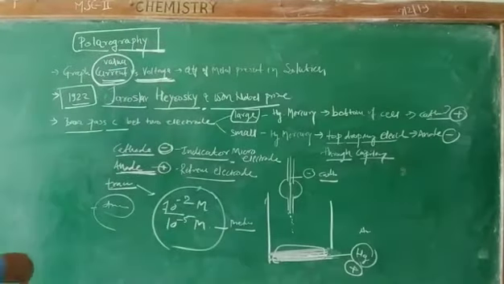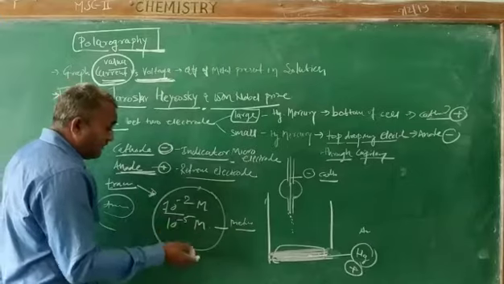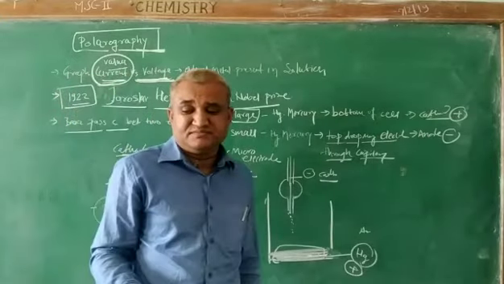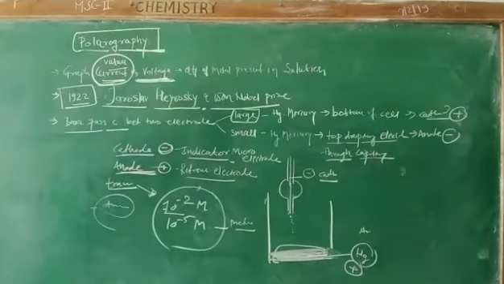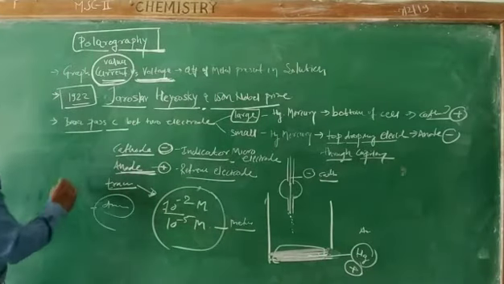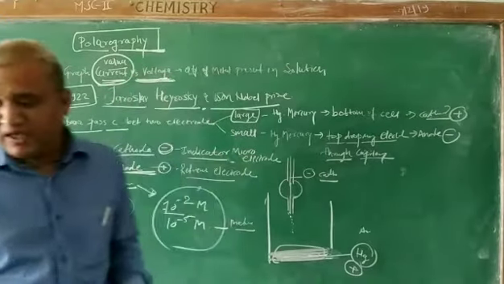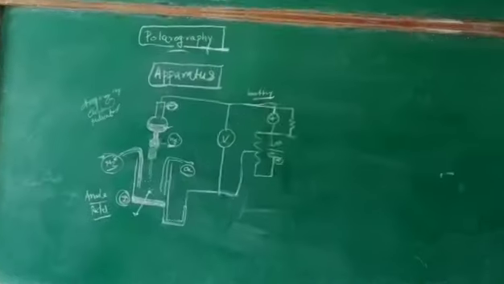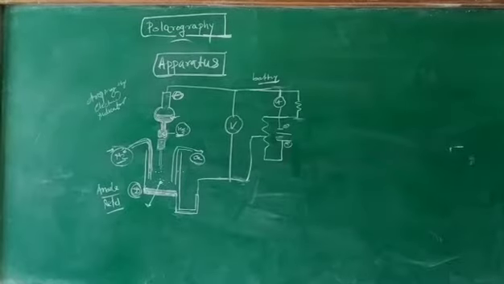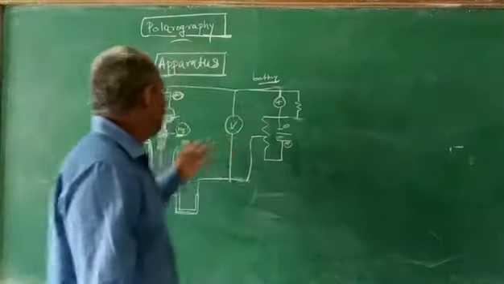It is mainly applied in the pharmaceutical industries, for metals like cadmium, zinc, mercury, magnesium, vanadium. So the next point for our discussion is the apparatus of polarography.